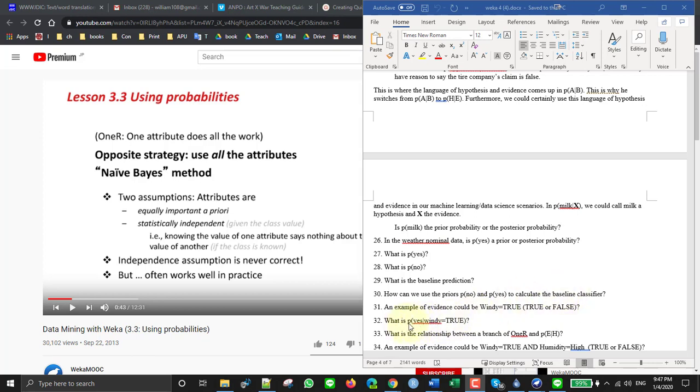What is the probability of this? So you have to go and look at the table, or look at the data set. Maybe we should do that.